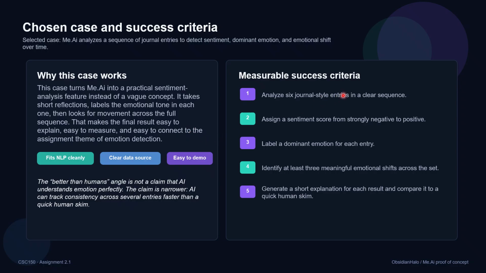My success criteria were to analyze 6 entries in order, assign a sentiment score, label a dominant emotion for each one, identify at least 3 emotional shifts, and compare the AI's pattern detection to a quick human skim.